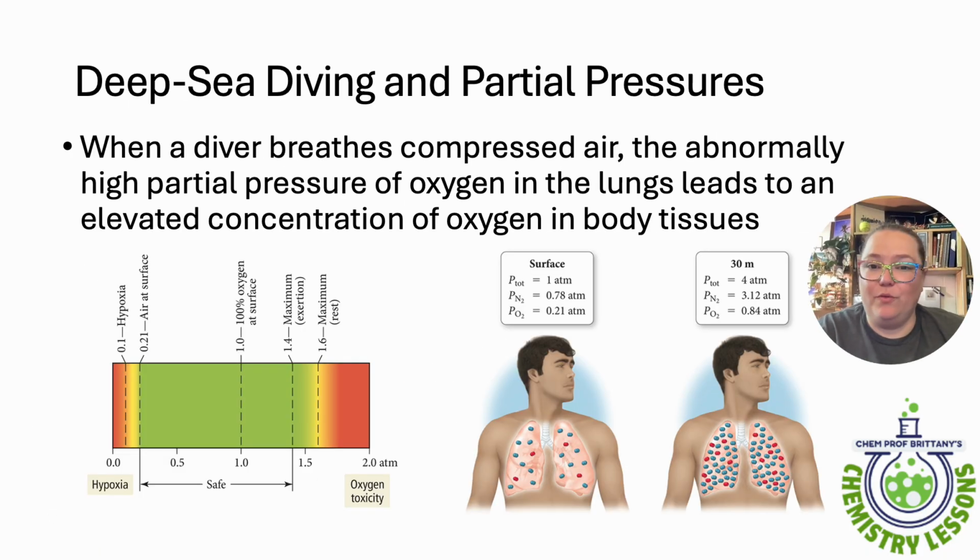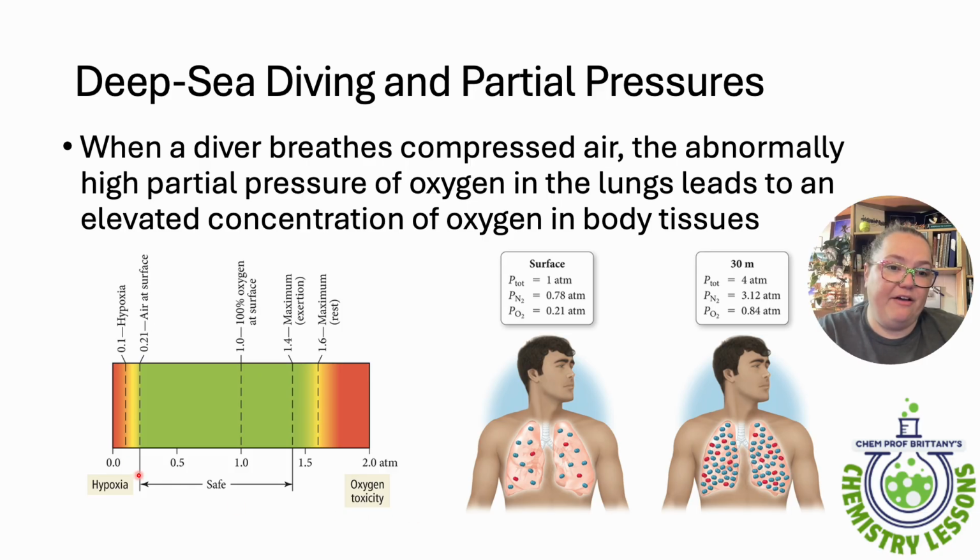One big example of where partial pressures matter is when we're talking about deep sea diving. So when a diver breathes compressed air, the pressure of that air means we have higher pressure of oxygen. So the abnormally high partial pressure of oxygen in your lungs that you're breathing in leads to elevated oxygen in your body tissues, including in your brain.